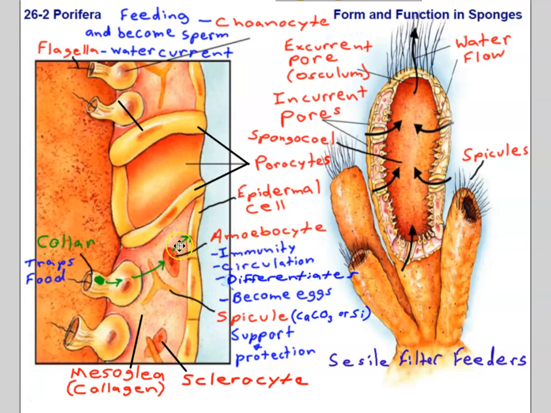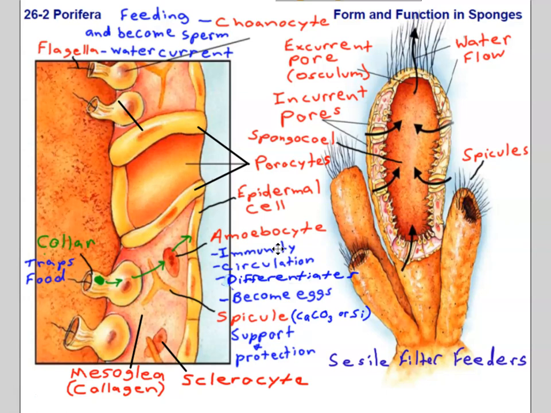So the amoebocytes, being amoeboid, crawl around inside the sponge, and if they find something that's not supposed to be there, like a bacterial cell, for example, they will engulf it and eat it. And so that's how they function in immunity. And that's the most primitive kind of immunity there is, to have cells crawling around in your body that find and engulf foreign invading organisms.